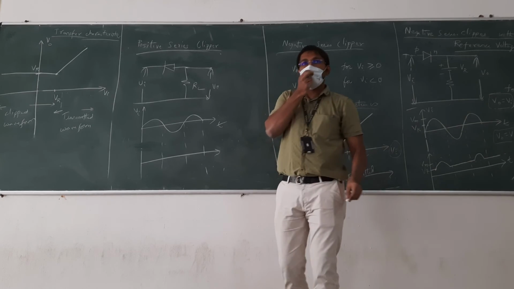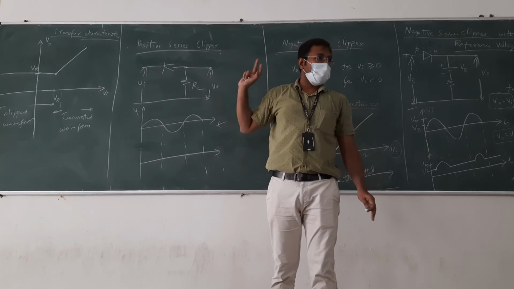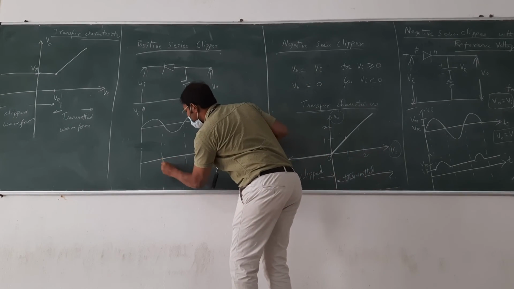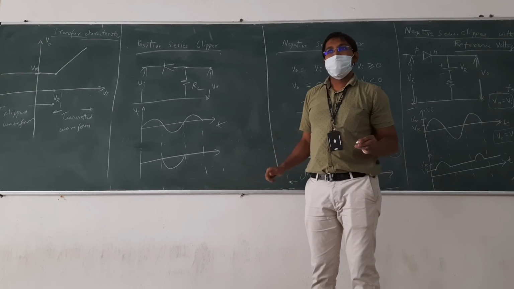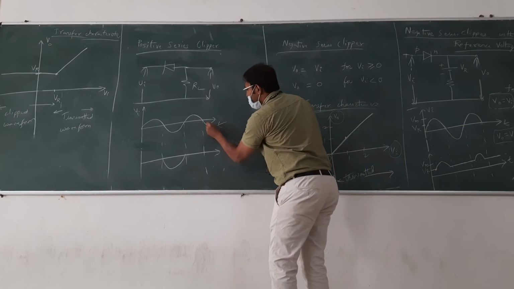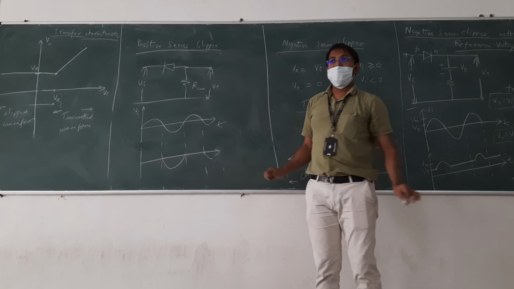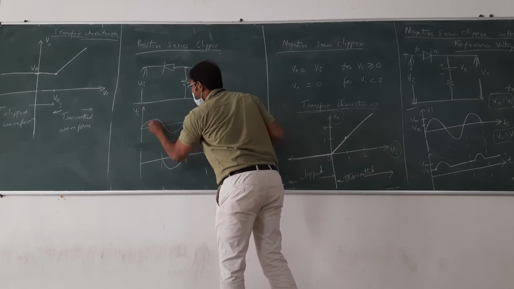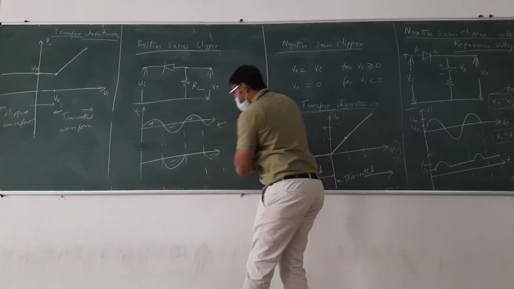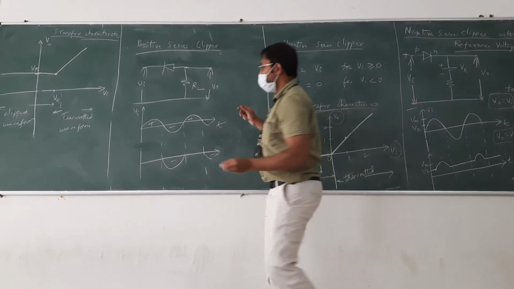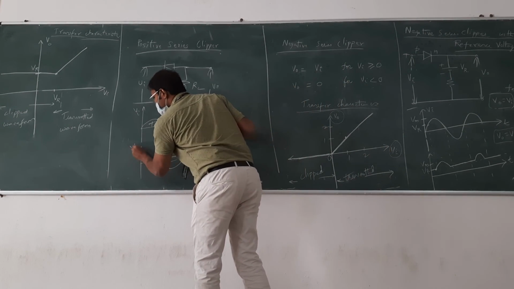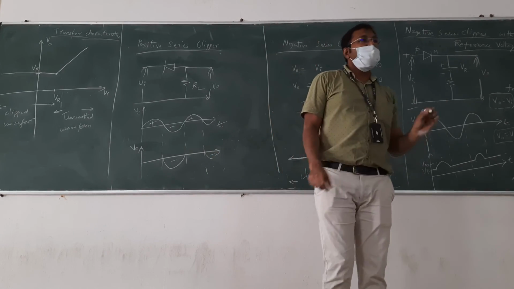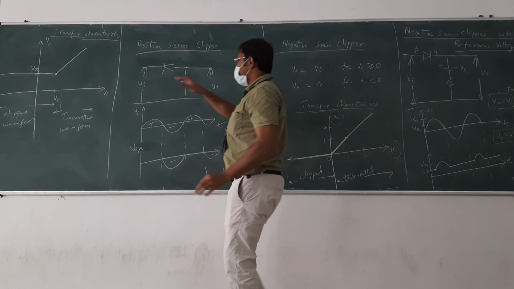So what will this be? It will cut the positive half cycle. So only the negative half cycle we will get, right? If you have a continuous waveform, only the negative half cycle we will get, right? So this one will be V0. Let us understand the logic.